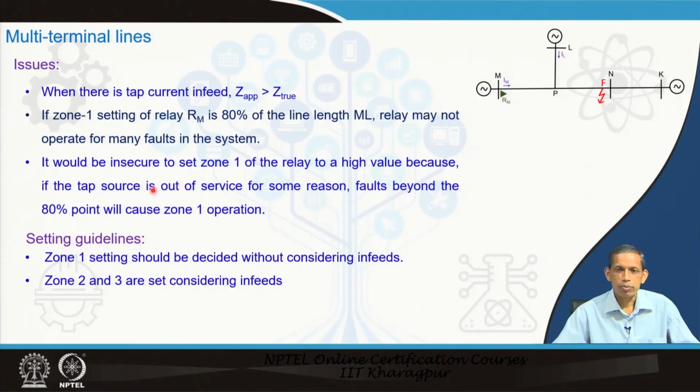So, based on these observations, there are some simple guidelines for the protection of multi-terminal lines. The zone 1 setting should be decided without considering infeeds. From the above discussions, the general recommendation is that the zone 1 setting should be as usual, without considering the infeed. So when we consider the relay R m, we do not consider the infeed of I L for the zone 1 setting. Zone 2 and zone 3 settings need the consideration of the infeeds.